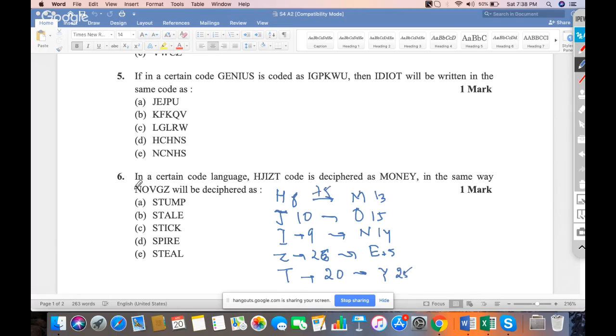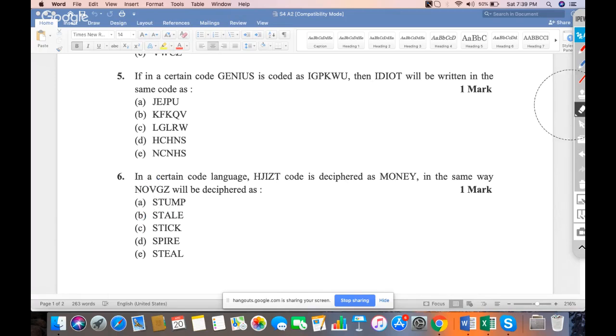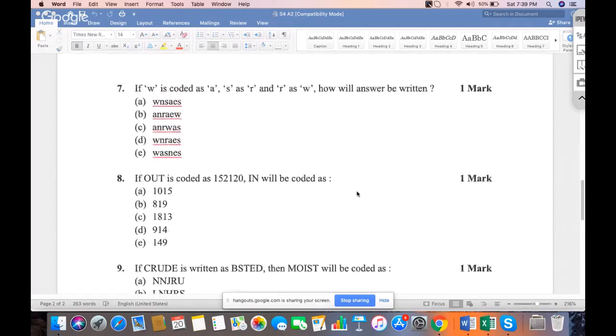So I have to do plus 5 here. So N is 14, 14 plus 5 is 19, 19 is S. O is 15, 15 plus 5 is 20. So this is 5. V is 22. 22 plus 5 is 27. 27 is A. So till now only one option matches, which is B. So that's my answer. Now let me move to questions 7, 8, and 9. These are the last three questions.